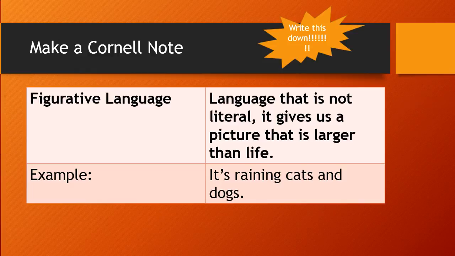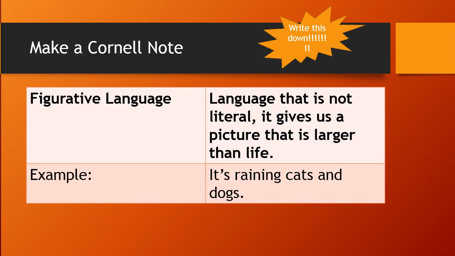Now, we're going to make Cornell notes, so fold your paper, unfold it, and make a line down the middle. You're going to want to write this down. So, today we're going to be looking at figurative language, because the character Gonzalo uses a lot of figurative language.